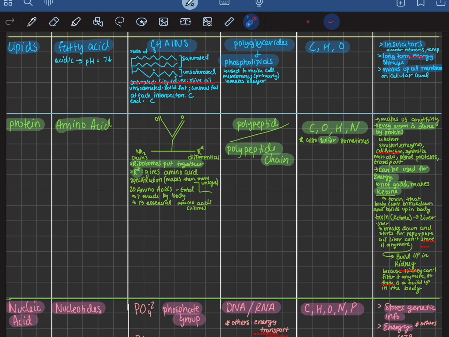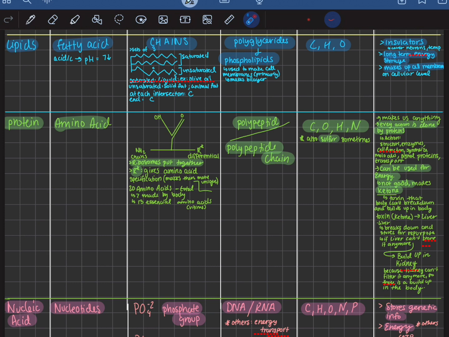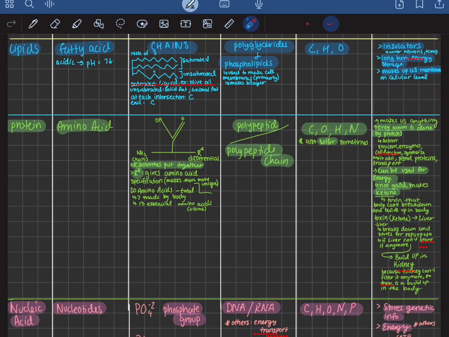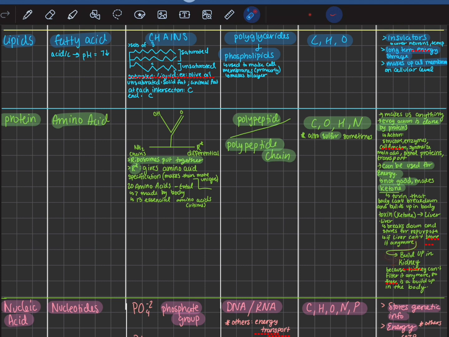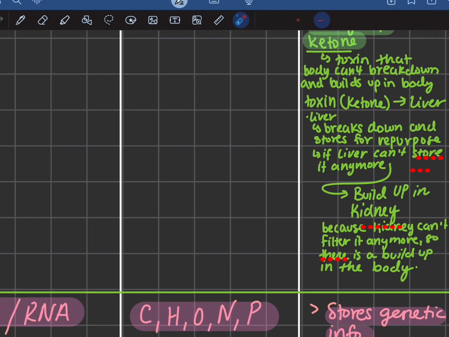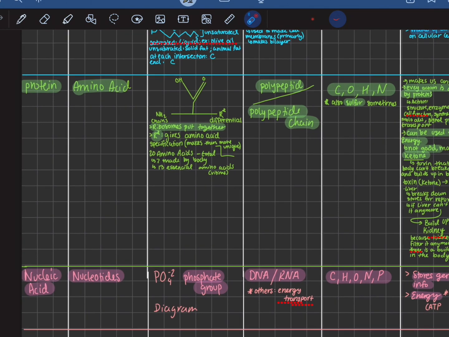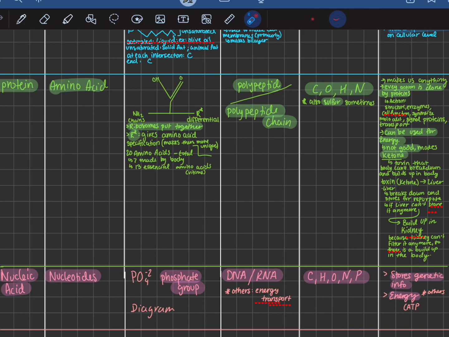And proteins can also be used as an energy source, but they produce ketones. Ketone is a toxin that the body can't break down easily, and it builds up in the body. So what happens is, when protein is used as an energy source, it produces ketones, and those ketones go to the liver, and in the liver, up to a certain amount, the liver will be able to break them down and repurpose them. But after a certain point, the liver can't store it anymore, so it starts building up in the kidney. And then in the kidney, it'll start to build up there as well, because it can't filter it anymore, and then it'll start building up in the body as well. So while protein can be used as an energy source, it is not ideal.